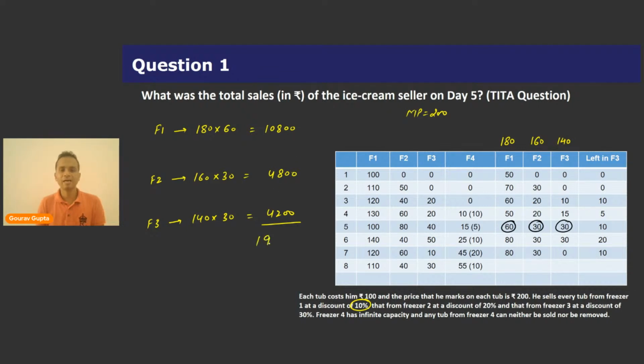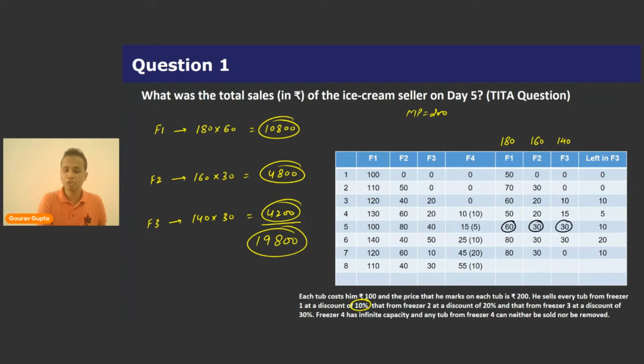So 19,800. The sum of these three numbers will be the final answer. So 19,800, Priyansh, absolutely correct answer you have given. So the total sales of the ice cream seller on day number 5 will be 19,800. Done. So we have started with by far very easy questions, since you already have the table. That is why you are not having any difficulty in answering this question. But let's move on to the next questions. Let's see what we have ahead.